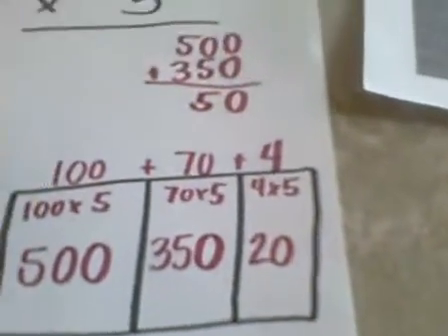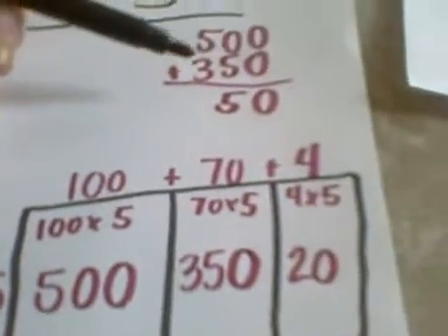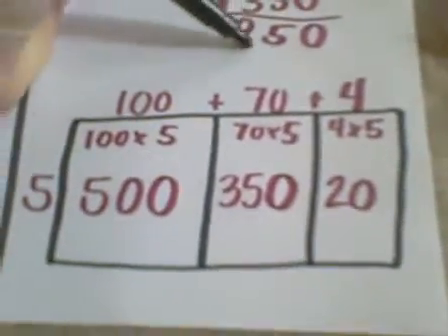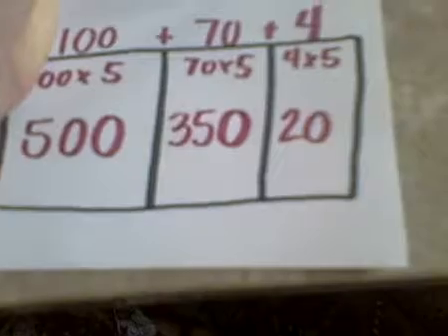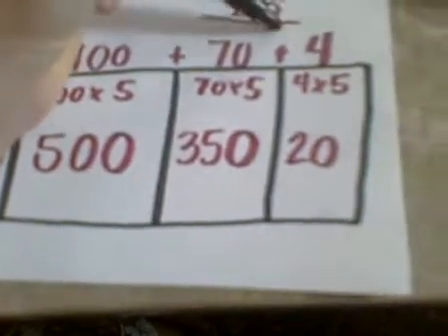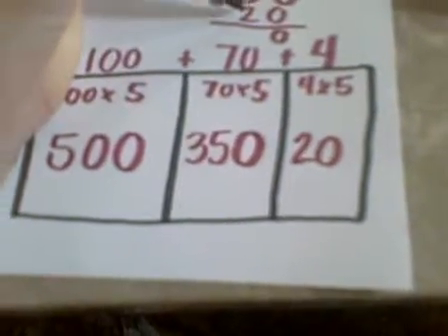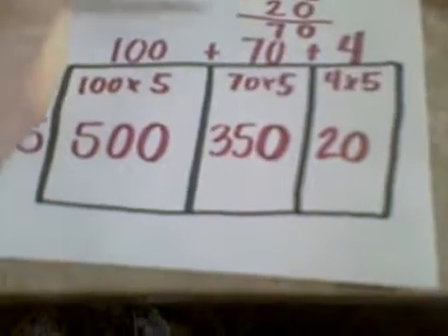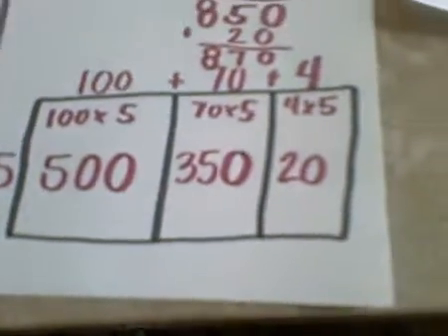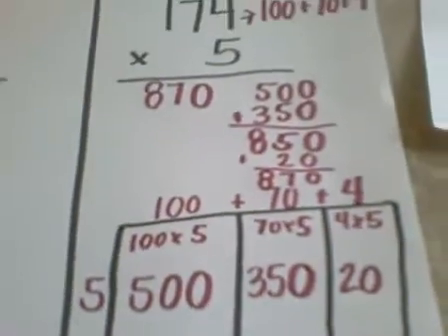500 plus 350: 0 plus 0 is 0, 5 plus 0 is 5, 5 plus 3 is 8. Now I add back on my 20: 0 plus 0 is 0, 5 plus 2 is 7, 8 plus 0 is 8. So my final product of 174 times 5 is 870.